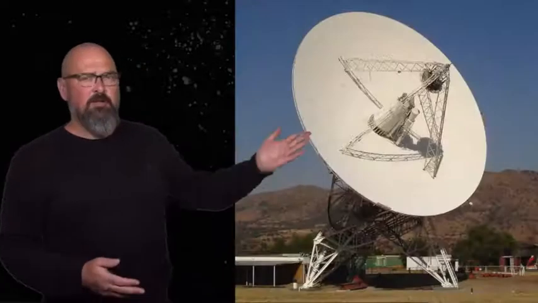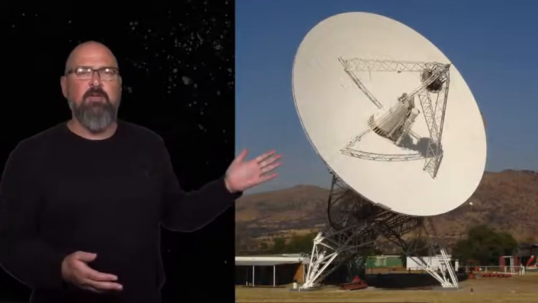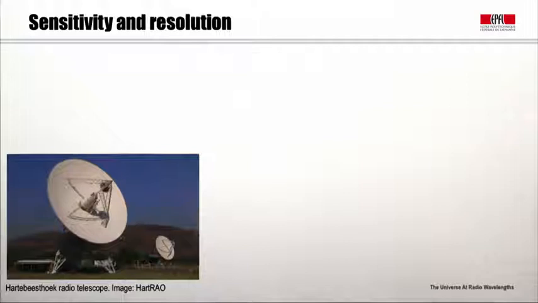A typical radio dish looks like this. This is one dish of the MeerKAT radio telescope, 13.5 meters in diameter, or perhaps like this. This is a 25-meter dish of the Hartebeesthoek Radio Observatory. As was discussed in the lecture on single-dish telescopes, the size of the dish is directly proportional to its resolution.